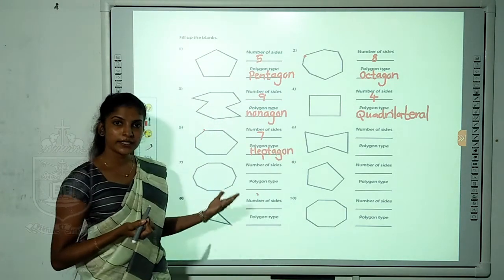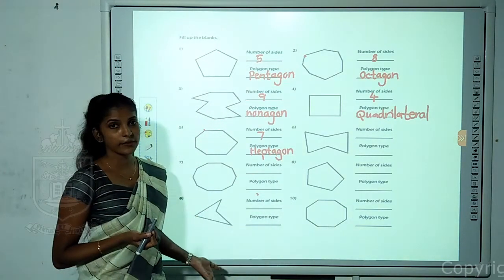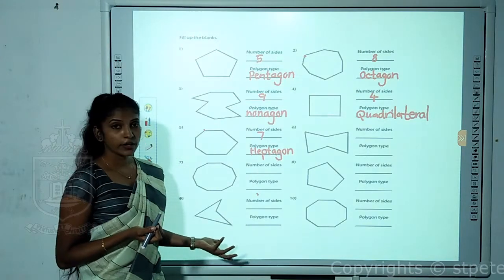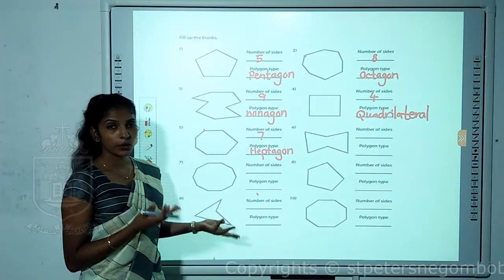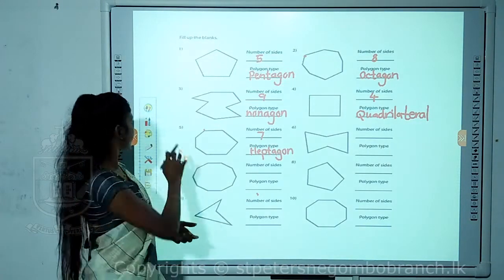So, I hope the activity is clear. So, you all can continue the rest of the figures. You have to identify the polygon type by counting the number of sides.